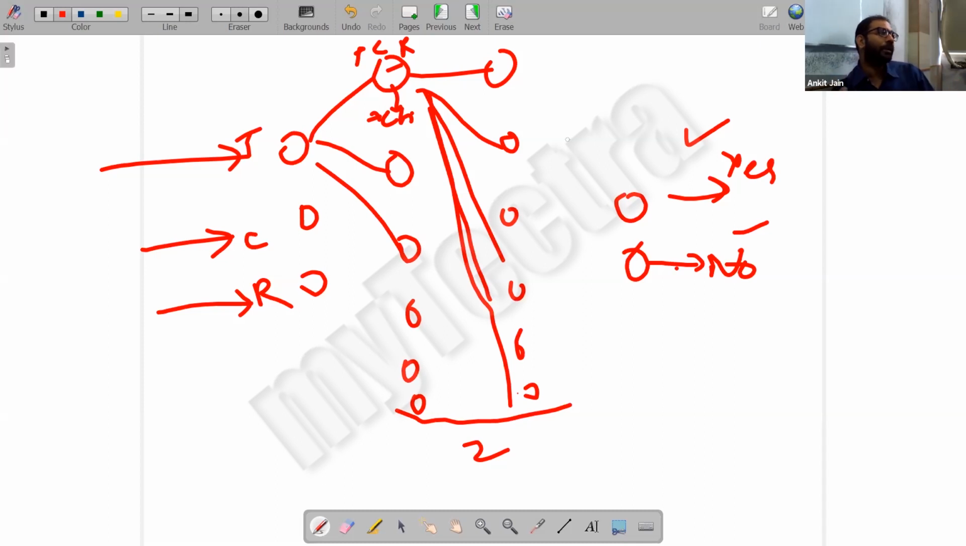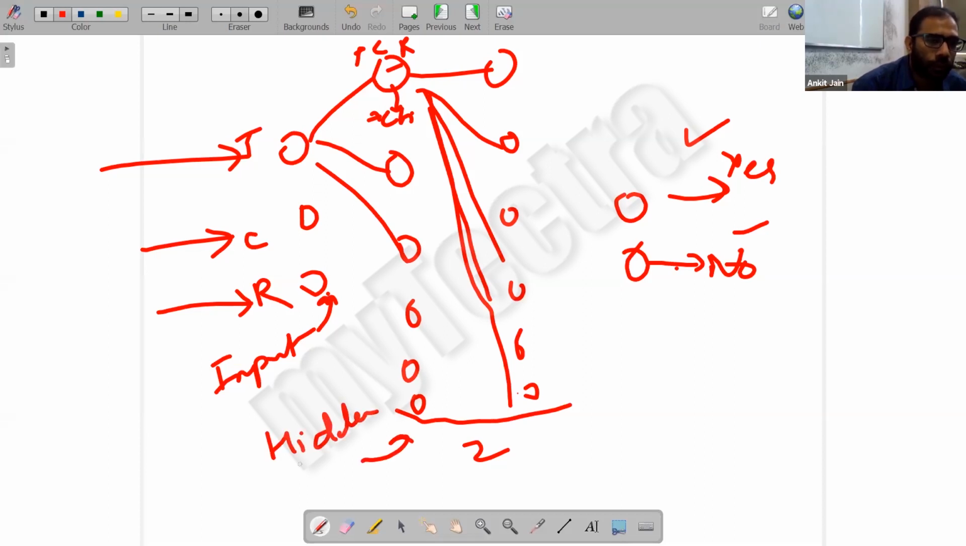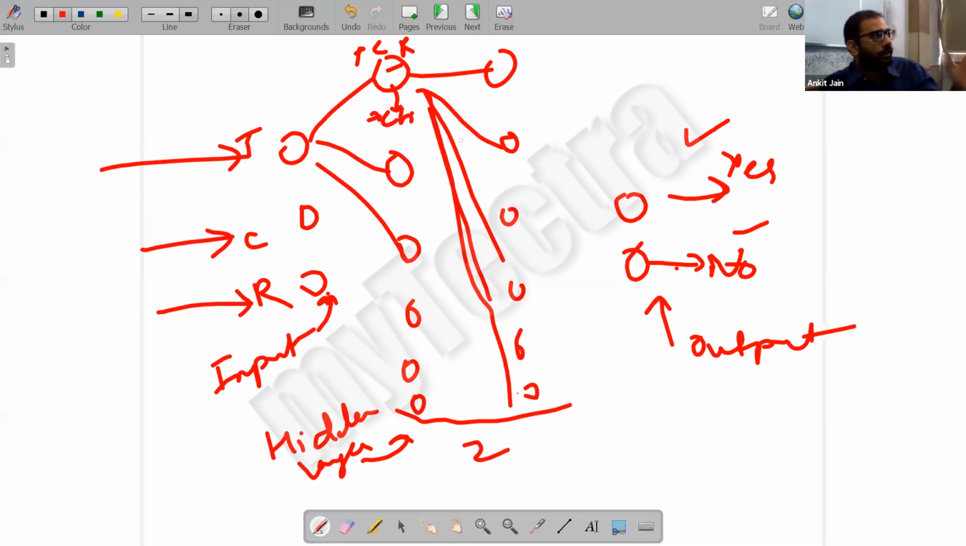Now, what is deep learning? This layer is known as the input layer. What is it known as? Input layer. This layer is known as the hidden layer. What is it known as? Hidden layers. And this layer is known as the output layer. All of you please repeat: input layer, hidden layers inside your brain, and output layer. Hidden layers. It is hidden. You don't know what is happening inside. It's like a black box.